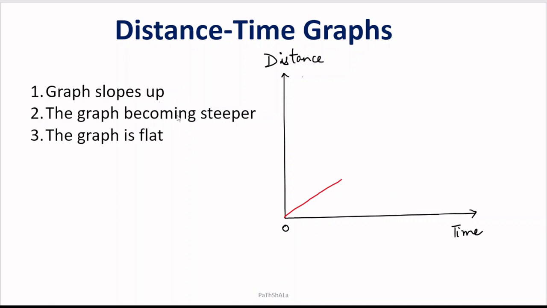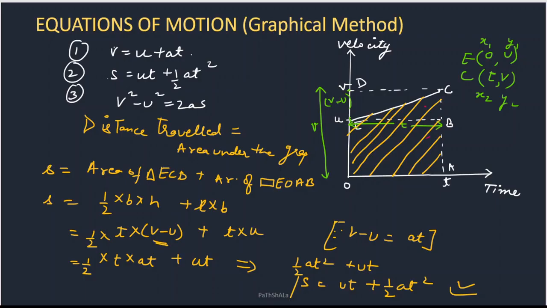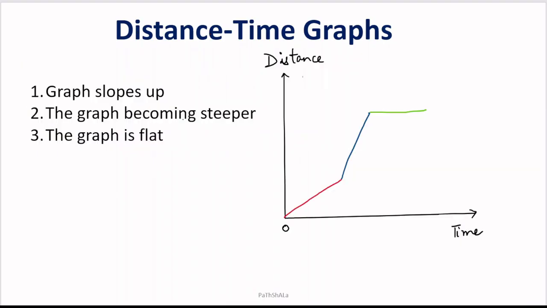The second part says that the graph is becoming steeper. And the third part says that the graph is flat. So I can see three parts here in the graph. One, the graph is going up, or the slope is going up. Second, the graph is becoming steeper. And third, the graph is becoming flat.